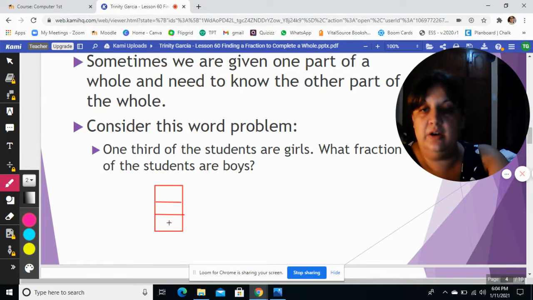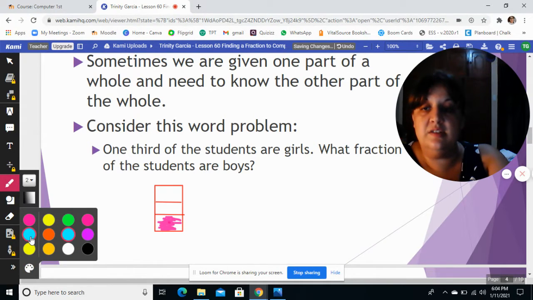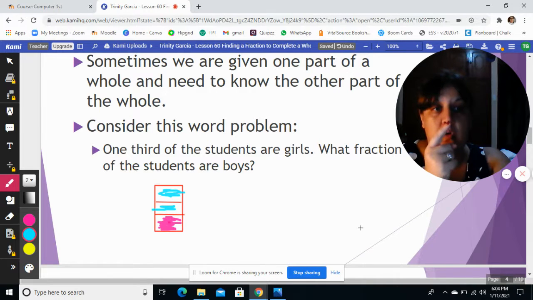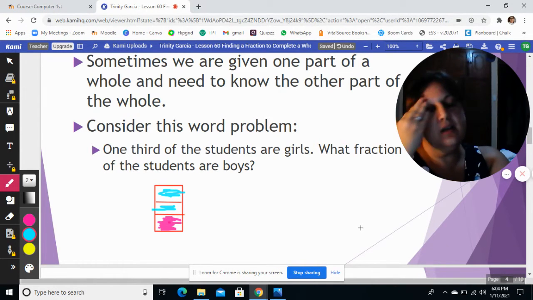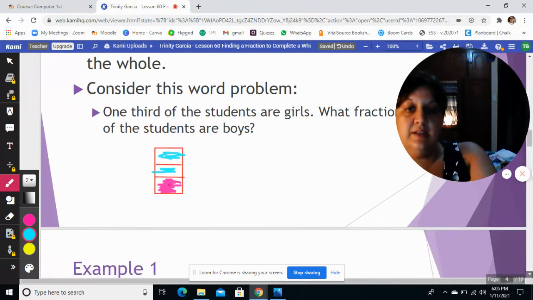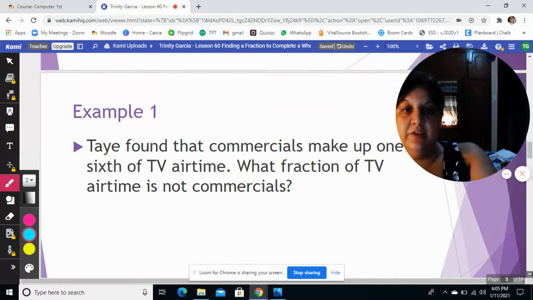So we're going to put 1/3 is girls, and we will color 1/3 here pink for the girls. Okay, that's 1/3. And then how much is left to find the boys? We have 2/3 left. Okay, so it's not too difficult, but we need to remember what we learned yesterday, that 3/3 equals 1 whole, so we need to start with thirds and then figure out how much we're missing, okay? Let's move on and see how we do with this one.